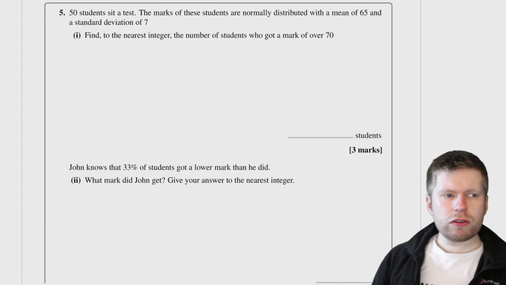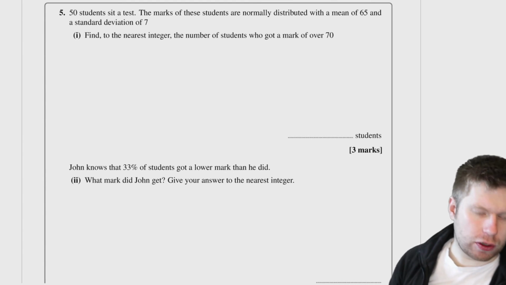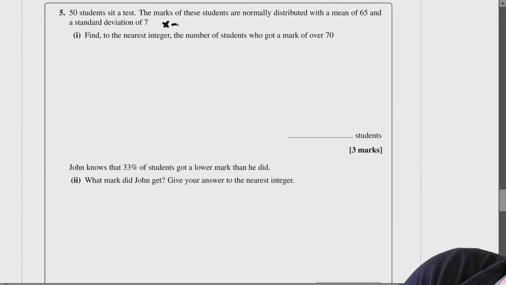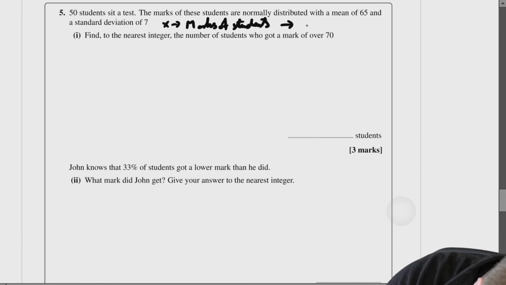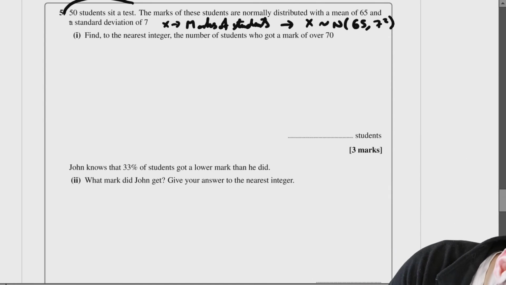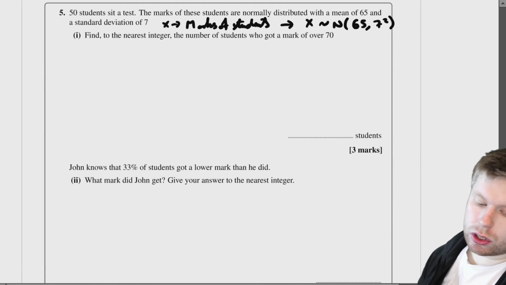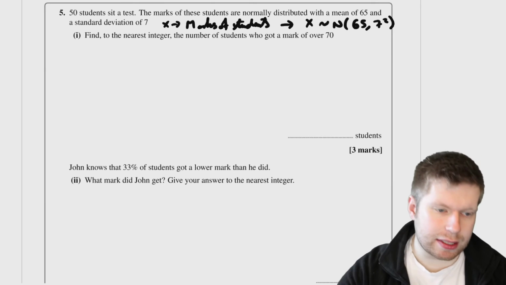So we've got the marks of students in a test are normally distributed with a mean of 65 and a standard deviation of 7. So let me write this down. I'm going to represent X as the marks of students on a test. Ordinarily this would be normally distributed, so X would be normally distributed with a mean of 65 and a standard deviation of 7, which means the variance is 7 squared. Now I'm told that 50 students sit a test. Find, to the nearest integer, the number of students who got a mark over 70.